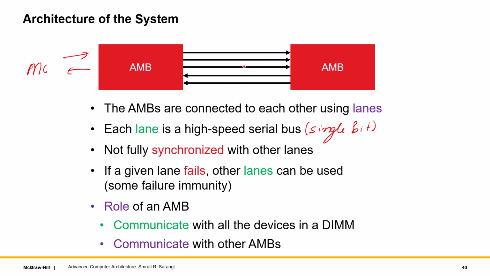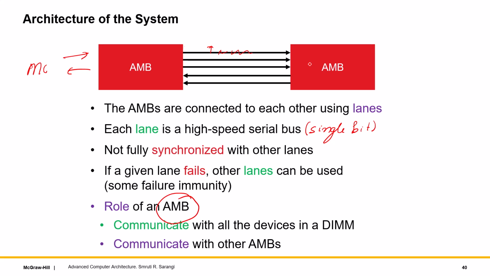And furthermore, this technique is quite reliable. If this lane fails, there is graceful degradation and the rest of the lanes can take over, or you have additional spare lanes where the functionality of this lane can be assigned to another lane. So there is some resistance to failure. The role of the AMB is basically implementing a physical channel, but it's a smart chip, so it implements the protocol. Its job is that it communicates with all the devices in a DIMM, and it communicates with other AMBs.